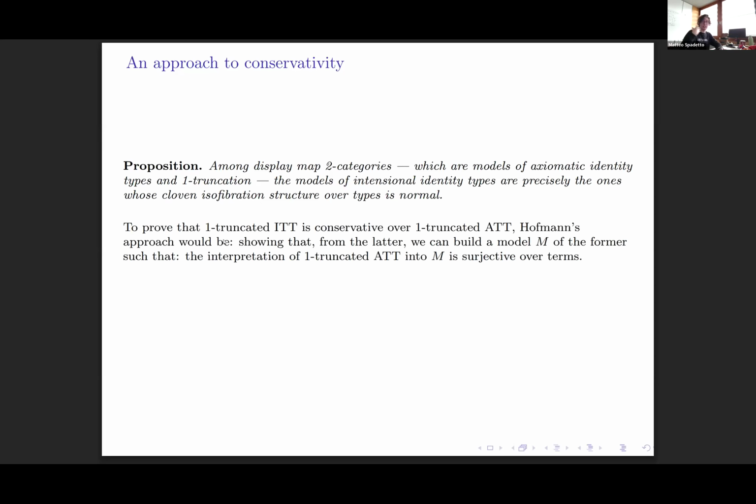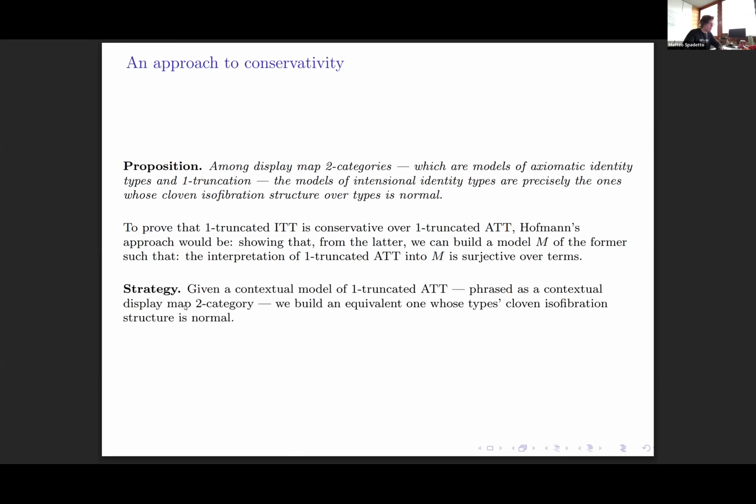So I will briefly recall what I said at the very beginning, that to prove that one truncated ITT is conservative over one truncated ATT, Hoffman's approach would be the following: showing that from the latter, we can build a model M of the former, so of ITT, such that the interpretation of ATT into M is surjective over terms. So the point is building M. And to build M, so to strictify models of ATT in order to produce models of ITT, now we know how to do it.